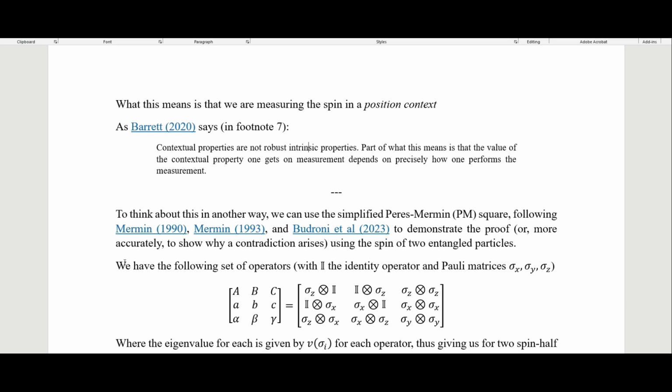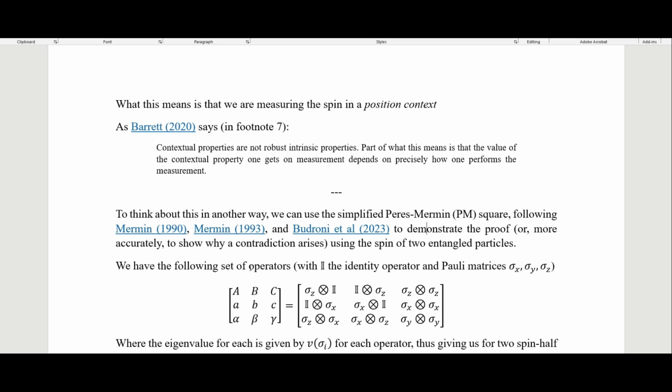So we can think about this in another way, using what's called the Peres-Mermin square, and I'll be following all three of these papers to demonstrate this proof, or more accurately show why the contradiction arises using the spin of two entangled particles.